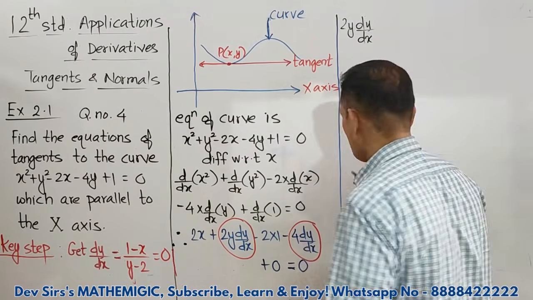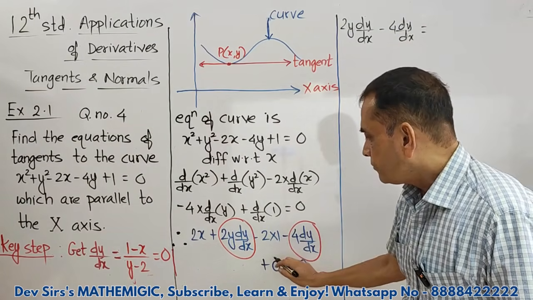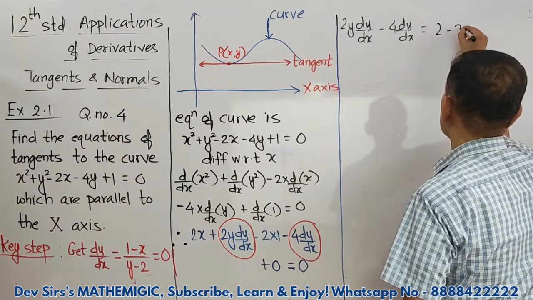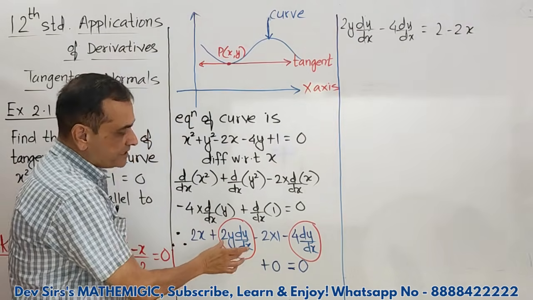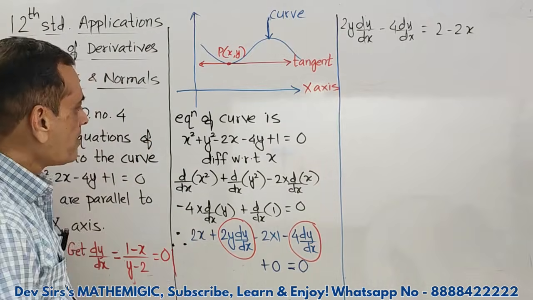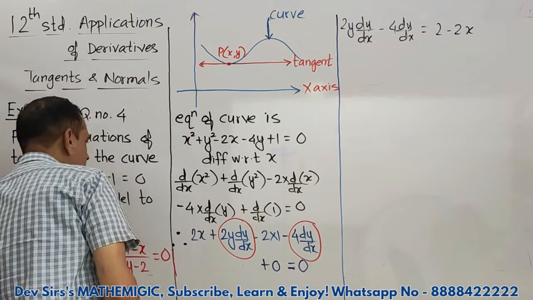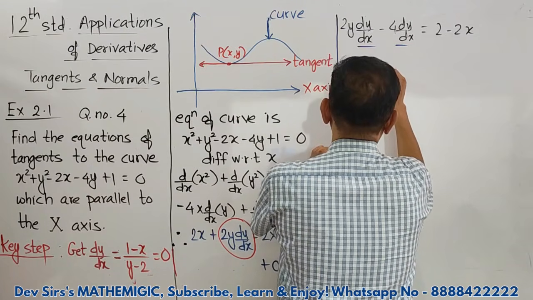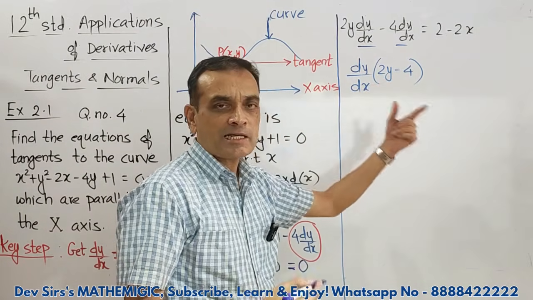Keep dy by dx on one side, and both these terms on the right hand side. So the minus here will become plus 2, minus 2x. If you remember, what do we do with derivatives of an implicit function? An implicit function is a combination of x and y, x is also there and y is also there. It is not y with respect to something. It is a combination of x and y, so you get two dy by dx terms, and keep them on the left hand side. Now take dy by dx common: dy by dx times (2y minus 4). From here 2 is common, but we will do that at the end.